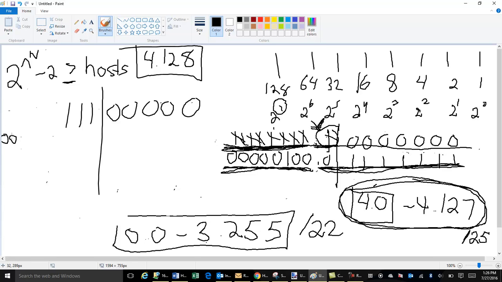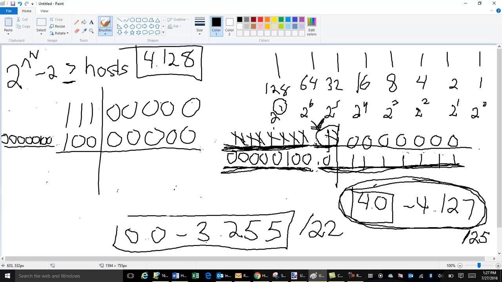I'm going to run out of room. So there is 4 dot. Here comes my 128. Okay, so there's my 4.128. Then I make my right hand side ones.